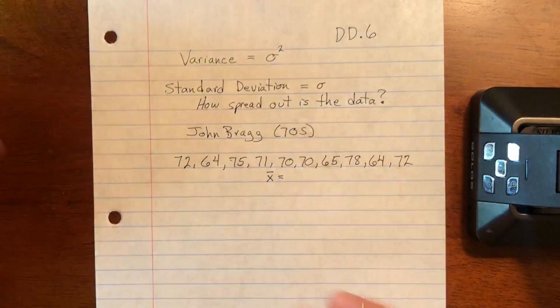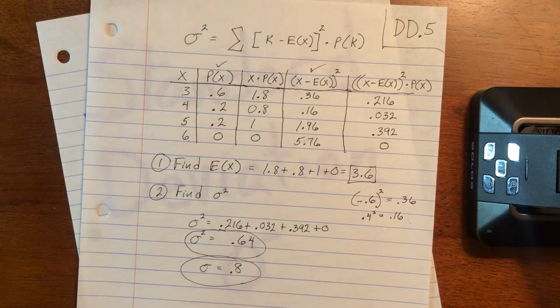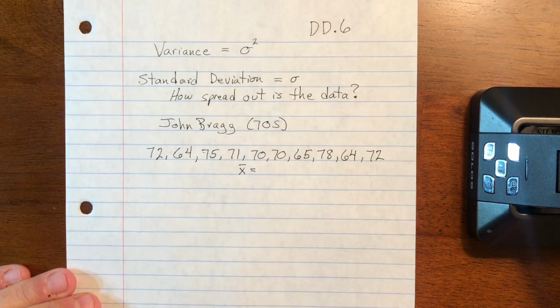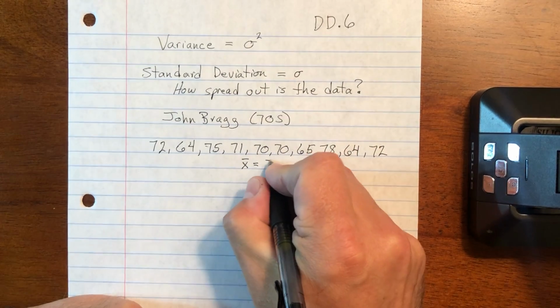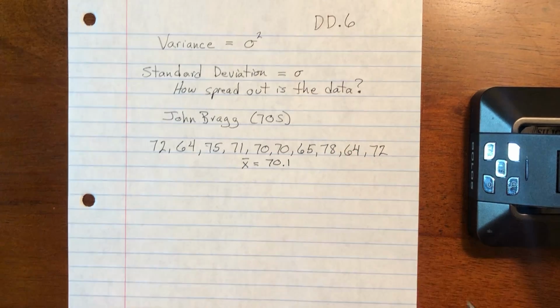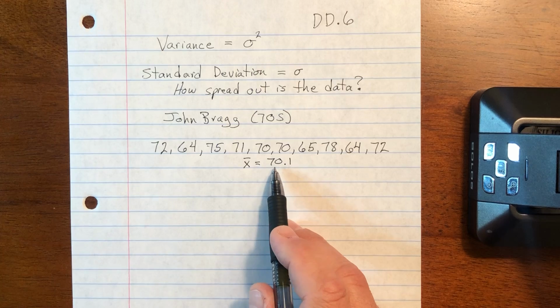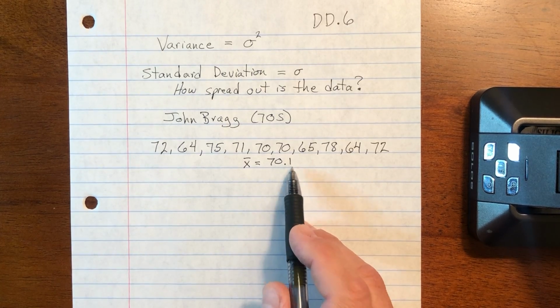For this one, I've already done the math for you. We did all the math yesterday to figure out variance. I'm not going to bore you with showing you how to do that all over again. But the mean is 70.1. So on average, cars going down the road on John Bragg Highway are going 70.1 miles per hour.